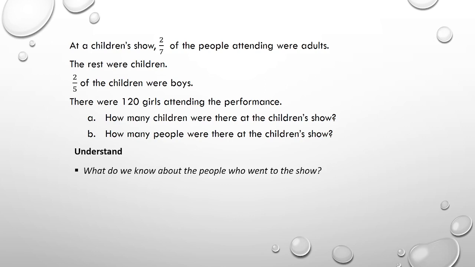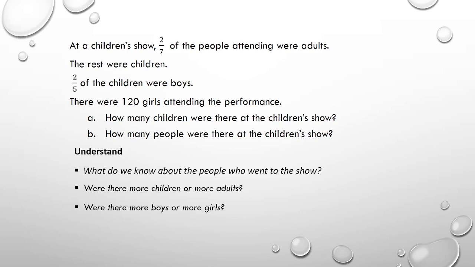Alam natin that we have a group of adults and a group of children. And doon sa children, meron pa tayong breakdown ng number of boys and number of girls. But most of the information that we know are in fraction, except that of the girls, which we are given with 120 girls. Now, ano pa po yung kailangan natin maintindihan?